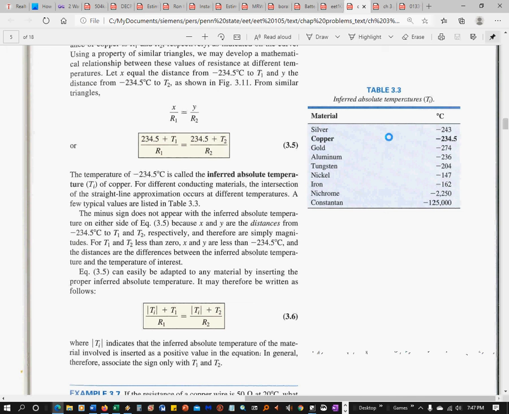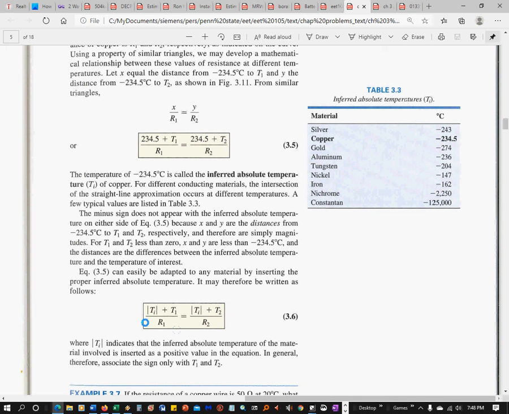So each material has a different inferred absolute temperature. Notice that these are all negative, okay? It's the temperature, I believe, that the resistance goes down to 0. So these are pretty cold temperatures.